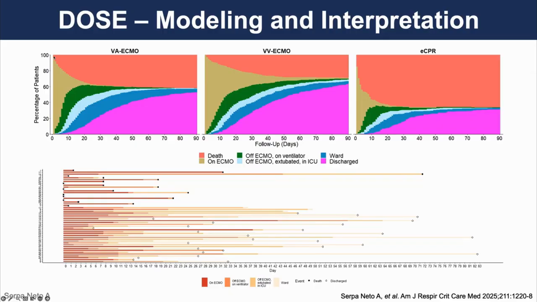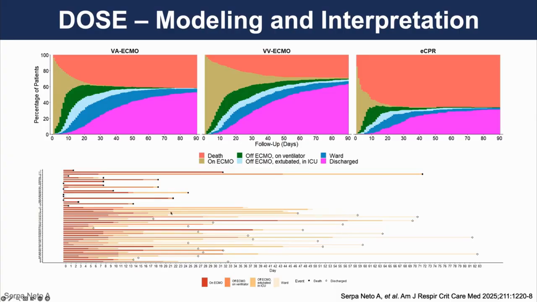So you can see that patients over time die, so the mortality rate increases over time. The number of patients off ECMO but still on ventilator will of course increase over time as patients come off ECMO. Same with patients off ECMO and extubated in the ICU, same with patients discharged to the ward, and same, of course, patients discharged from the hospital. So this is a very nice graphical way of showing the different states of dose over time. And you can use these plots. These plots were used in target trial emulations of steroids in patients with COVID.